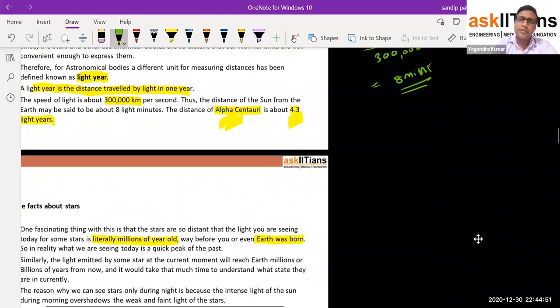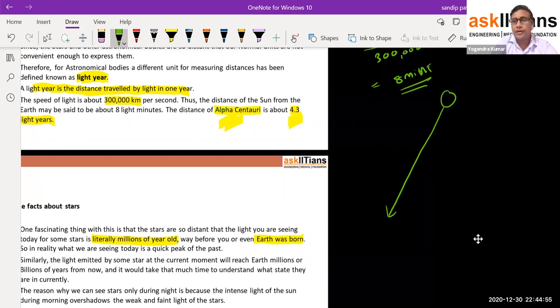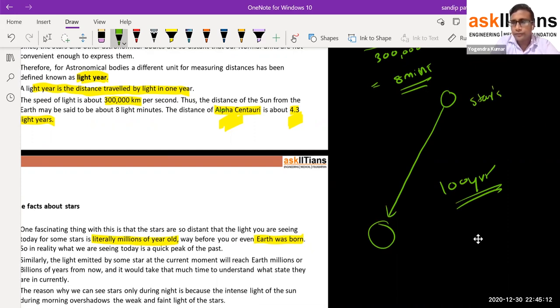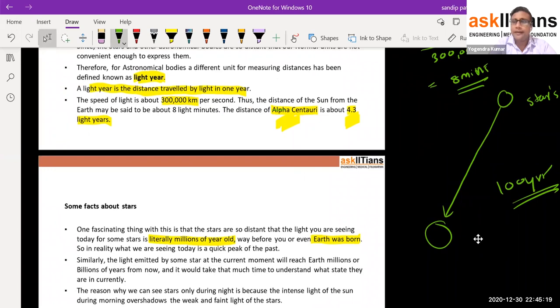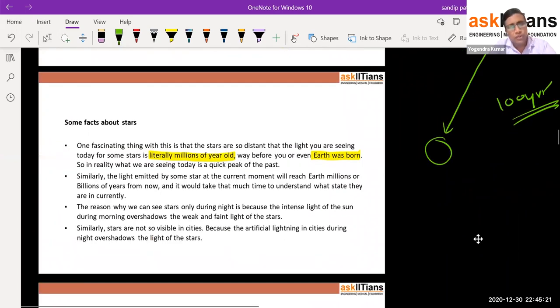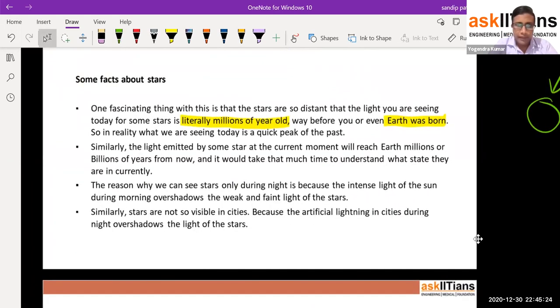So consider some stars which are very, very far away. If the light from that star takes, say, 100 years to reach Earth, then the star you are watching right now is how it was 100 years ago. You are just watching it now. So we can say your future is the star's past. You are looking into the past of that star, because light took 100 years to come to you. Even though the speed of light is very, very high, it took a lot of time to come here.